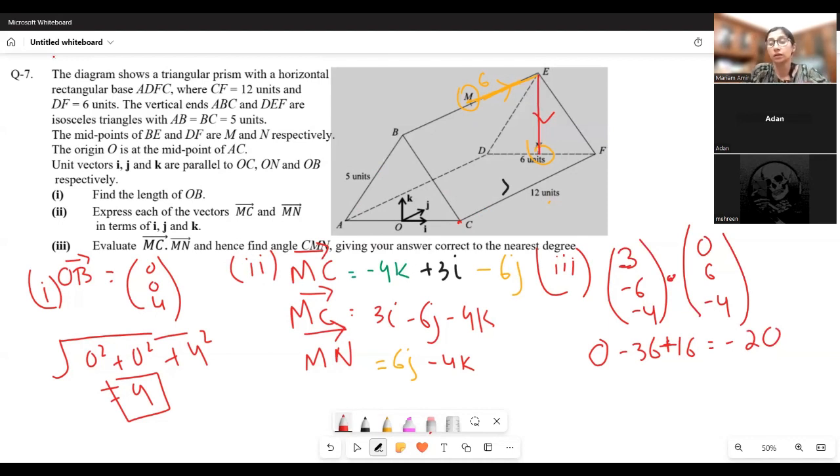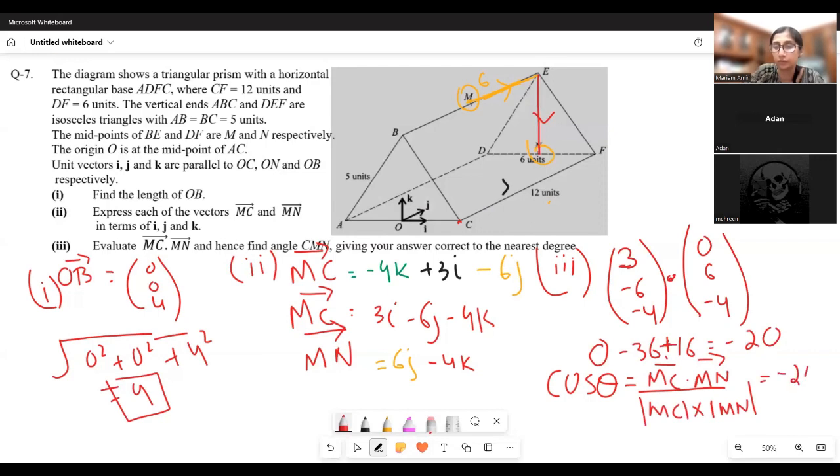Okay. We found the dot product. Now we need the angle: cos theta equals the dot product of MC dot Mn, which we've already found, divided by their magnitudes, MC times Mn. So the numerator is minus 20.